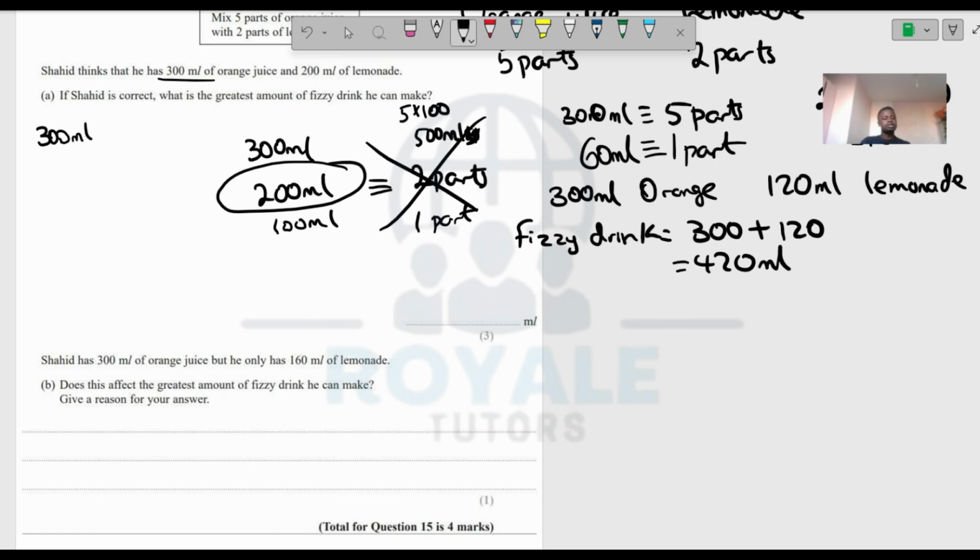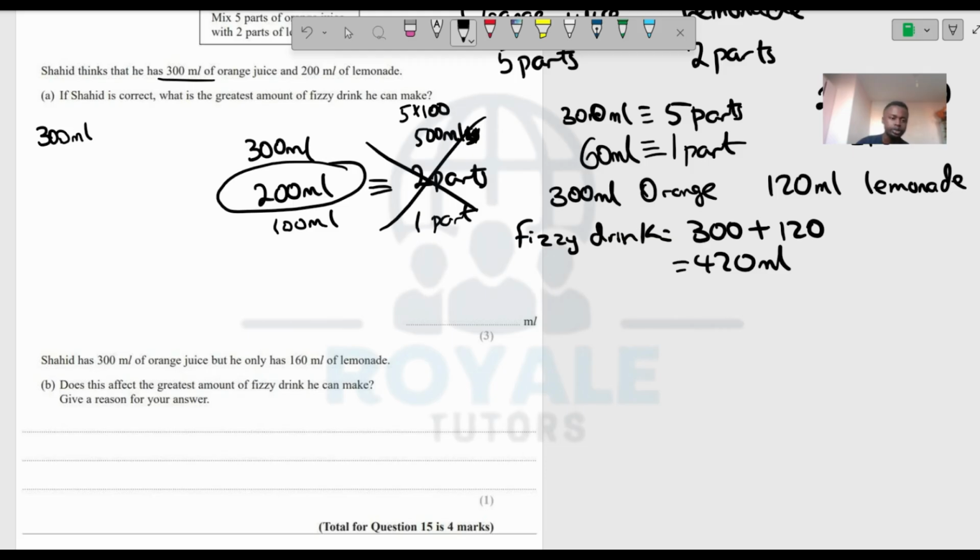All right, let's see the second one. Shahid has 300 milliliters of orange juice, but he only has 160 milliliters of lemon. Does this affect the greatest amount of fizzy drink he can make? Give a reason for your answer. So I'm going to say that clearly this is not going to affect it.